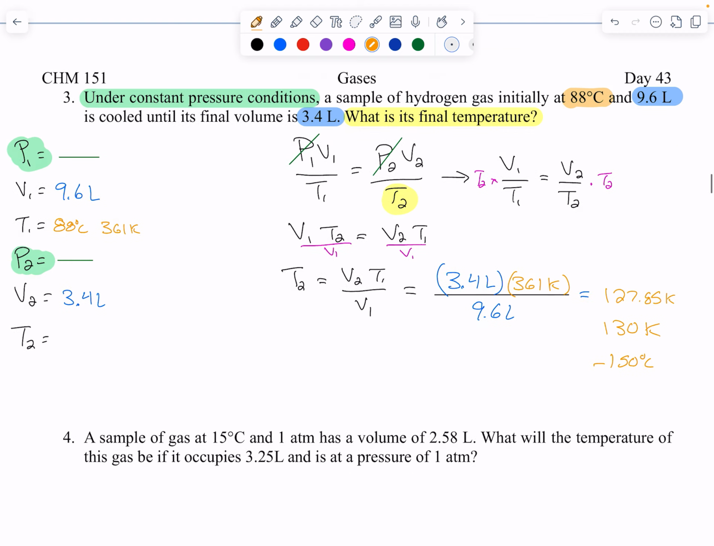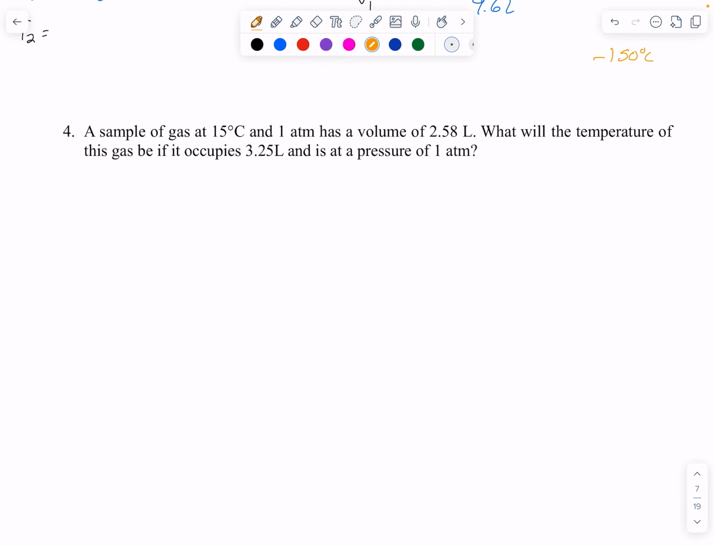All right. Next one. Sample gas at 15 degrees Celsius. So 15 degrees Celsius right away. Hopefully now we're realizing we're going to add 273 to our Celsius to get 288 Kelvin. It has a volume of 2.58 liters. What will the temperature be if this gas occupies 3.25 liters at a pressure of 1 atmosphere? Another one. So I'm thinking this is also a P1 V1 over T1, P2 V2 over T2.